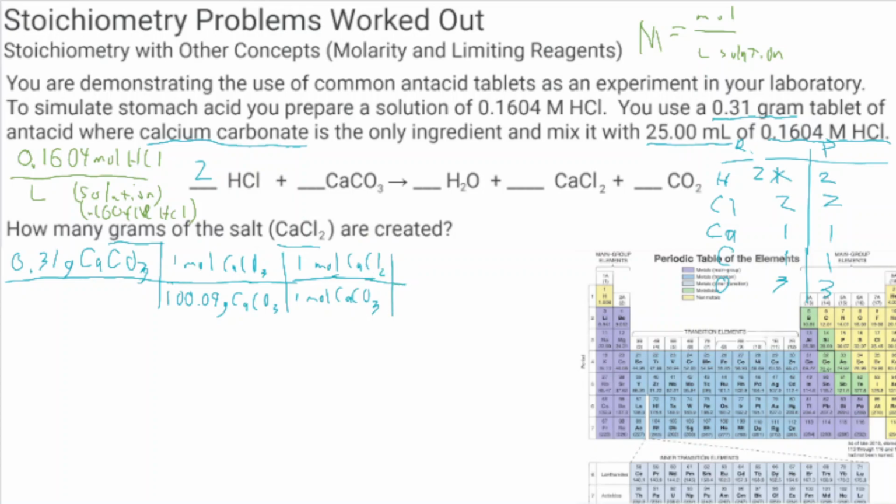And since we're looking for grams of calcium chloride, we'll have to use the molar mass again. So for every 1 mole of calcium chloride, we can look at our calcium of 40.08 grams, and then our 2 chlorides, each being 35.45. So we'll multiply that by 2 and add that all up together, and we get 110.99 grams of calcium chloride.